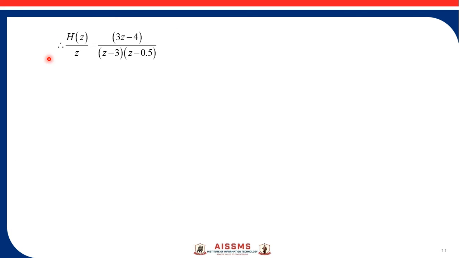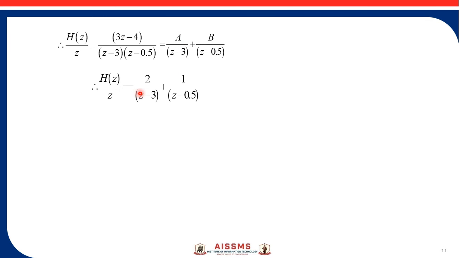So once again I have rewritten the expression H of z upon z for your reference, and these are the partial fraction coefficients which we have found, A and B. A was 2 and B was 1, so I have substituted. Now we know that the poles are found by equating the denominator: z minus 3 is equal to 0, so z is equal to 3. So the first pole is at 3, and if I equate the second factor to 0, I will get the second pole at 0.5.